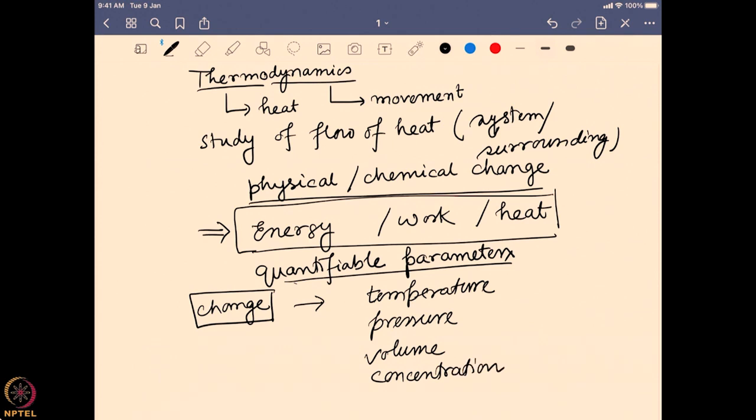So over here, we are going to look into a change happening in a system when it is in a particular surrounding, and those changes are initiated by the physical and chemical change, and they are changing the very basic properties of a system in the form of energy, work and heat, and we can quantify them with these particular parameters. And all this study we are doing, that is known as the study of thermodynamics.